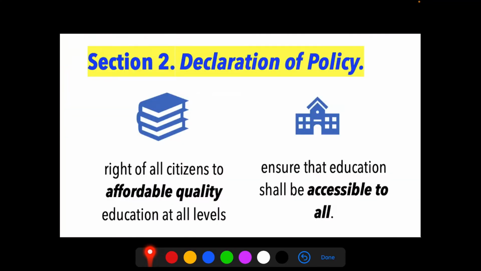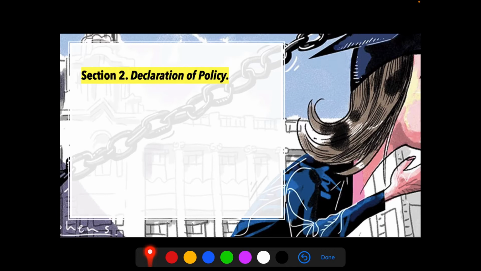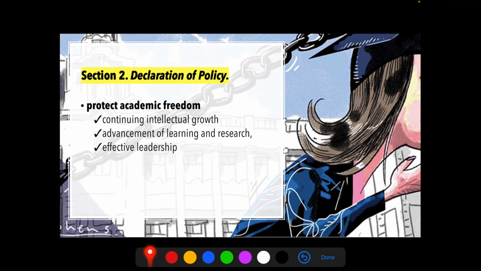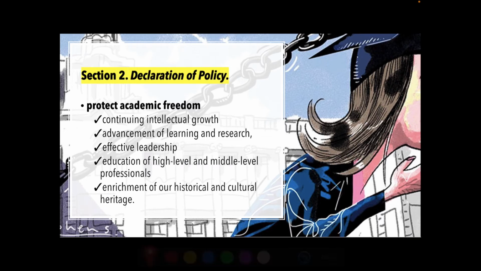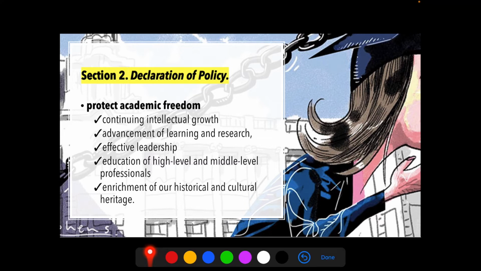Section 2, Declaration of Policy. It is stated in this section that the state shall protect, foster, and promote the right of all citizens to affordable quality education at all levels and shall take appropriate steps to ensure that education shall be accessible to all. Also, in Section 2, the state shall likewise ensure and protect, again, academic freedom and shall promote its exercise and observance for the continuing intellectual growth, the advancement of learning and research, the development of responsible and effective leadership, the education of high-level and middle-level professionals, and the enrichment of our historical and cultural heritage.